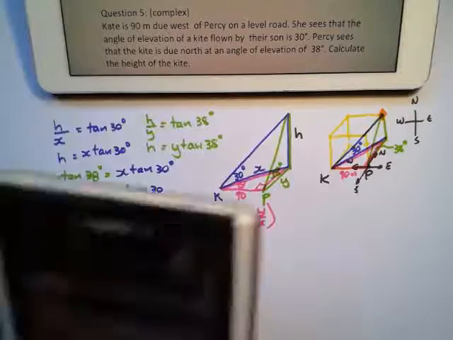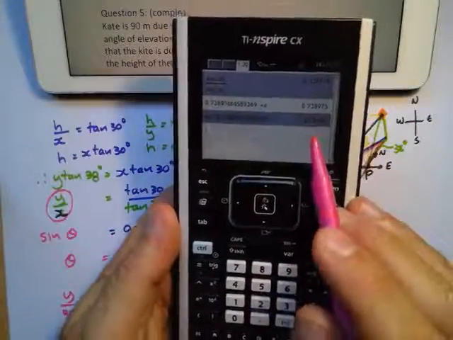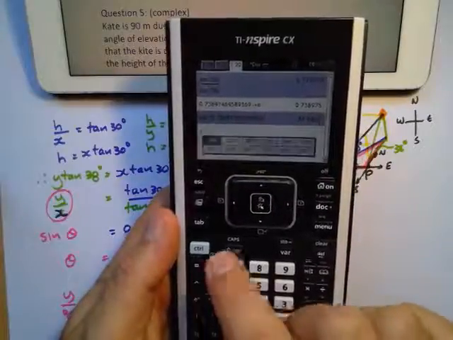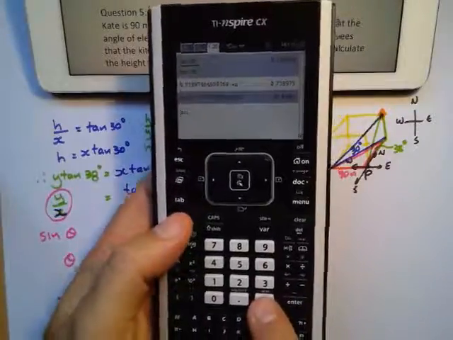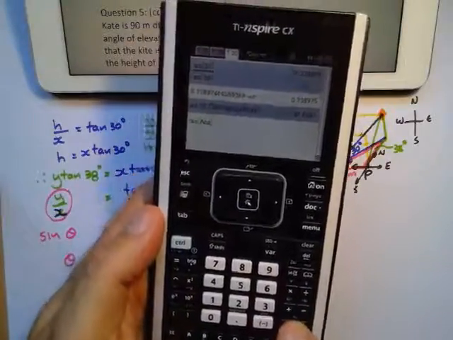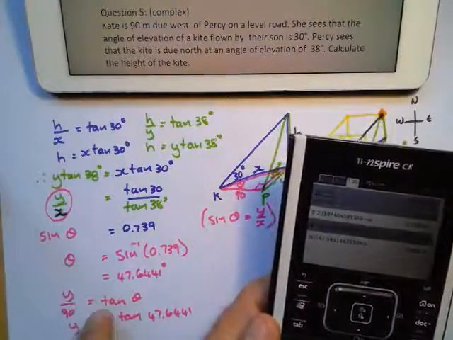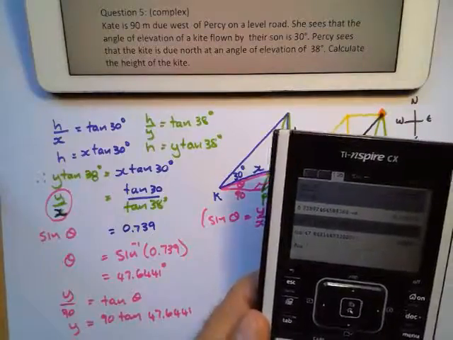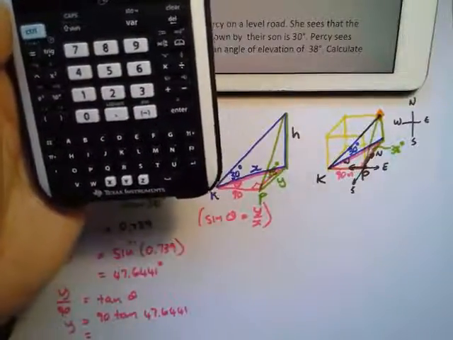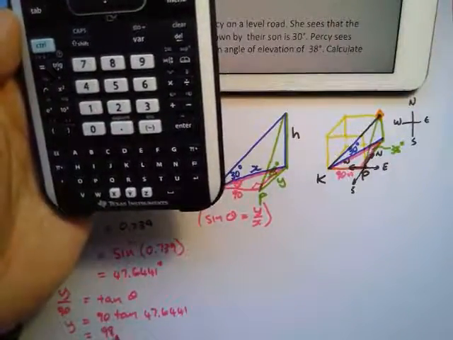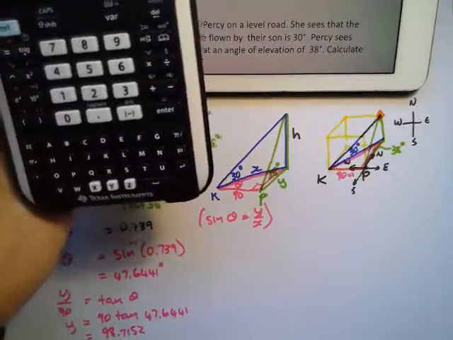Now I still haven't changed that value, so all I'm going to do now is say that is my angle. So I'm going to say trig, tan of my last answer, enter, and I still have to multiply it by 90 down here. So I'm going to say times 90, enter, and it gives me a y value of 98.7152, which I'm not going to round off yet.